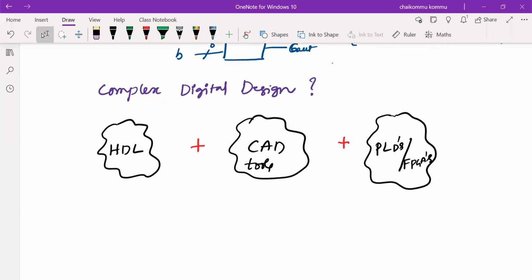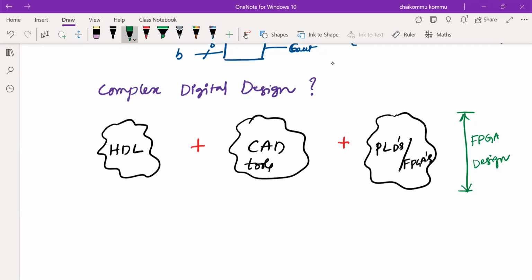Just keep in mind that whatever digital circuit is there, the digital circuit must be represented in the form of a language, and that must be drawn with the help of CAD tools, and the drawn circuit must be implemented in the FPGA or PLD, right? So far, so good. Normally people will call this design process FPGA design.